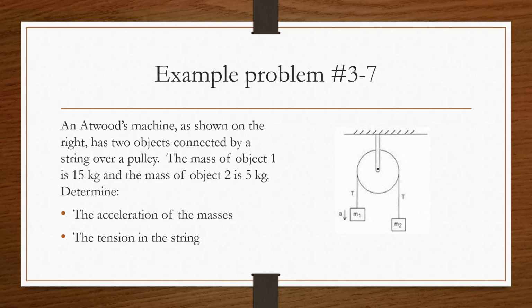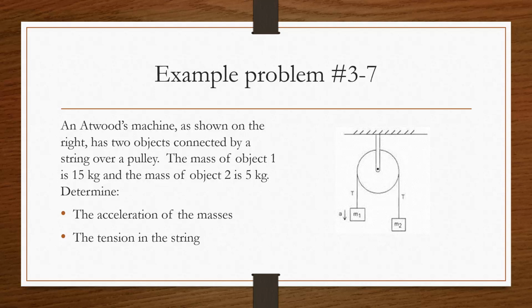Those are all things that might change the acceleration. So the first Atwood's machine I want to look at is this one here, shown to the right, and has two objects connected by a string over a pulley, and the mass of object 1 as shown is 15 kilograms, the mass of object 2 is 5 kilograms. And I want to determine two things, the acceleration of the two masses and the tension in the string.